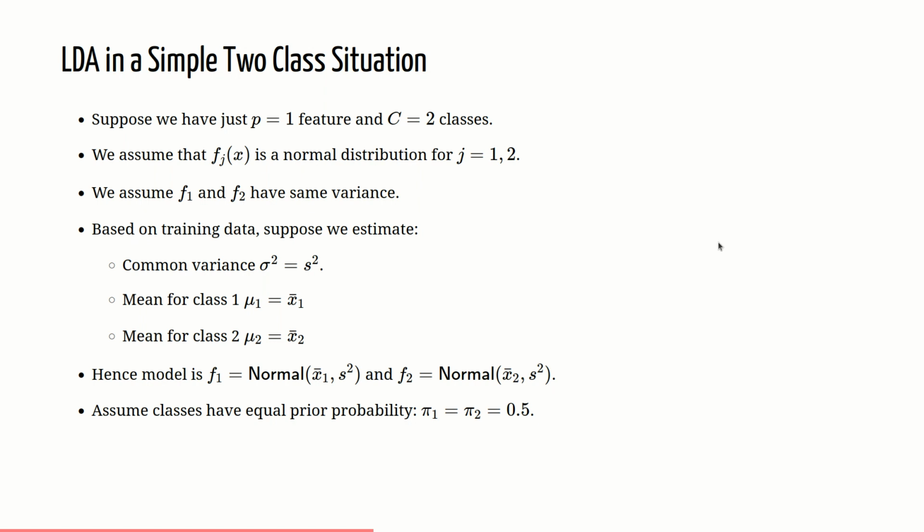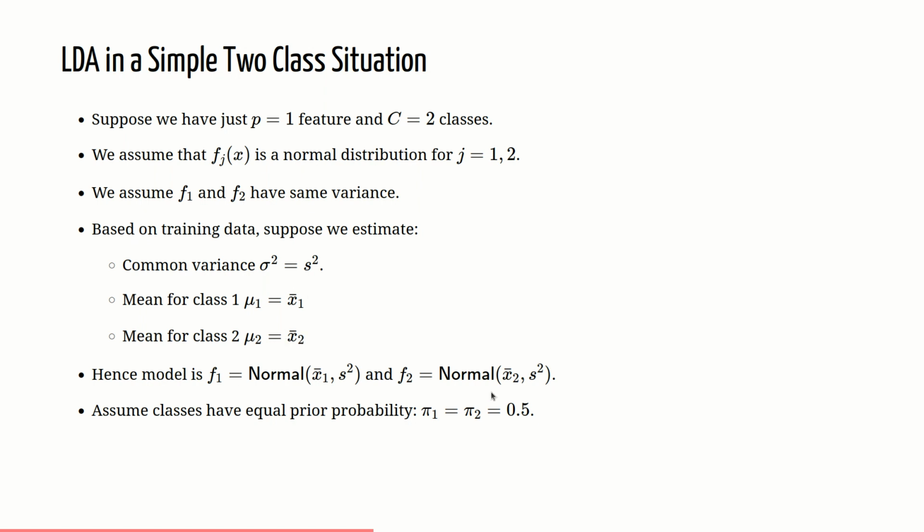So based on the training data, we could estimate the common variance, so basically ignore whether it's genuine or forged, and use all the data to estimate the variance, taking into account the fact that each group is going to have a different mean. We're going to estimate the mean in class 1 and the mean in class 2. So this will be the mean for the forged notes and the mean for the genuine notes, for example.